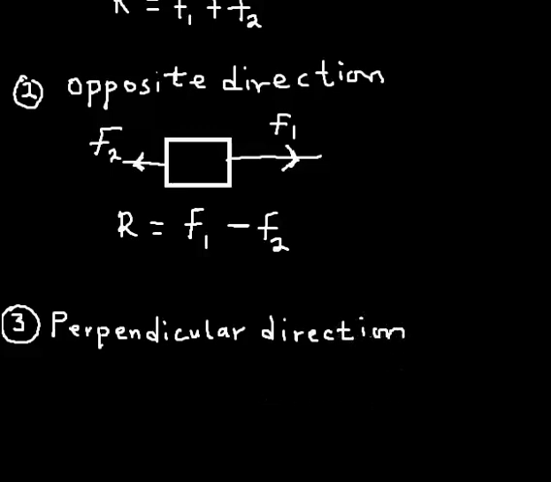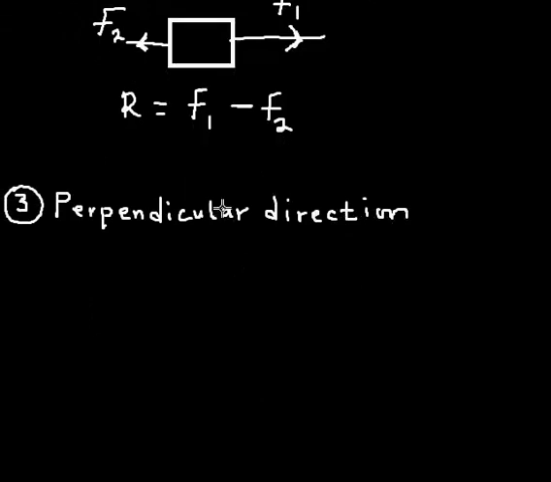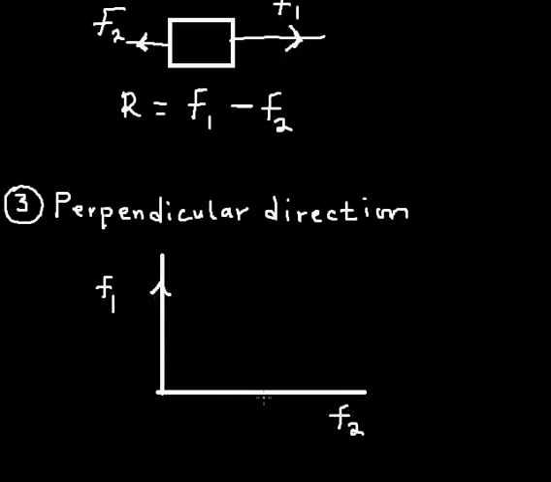If two lines are perpendicular to each other, it simply means that the angle between those two lines is 90 degrees. So I'm having F1 acting vertically and F2 acting horizontally. The question is, which direction do you think the resultant will be?